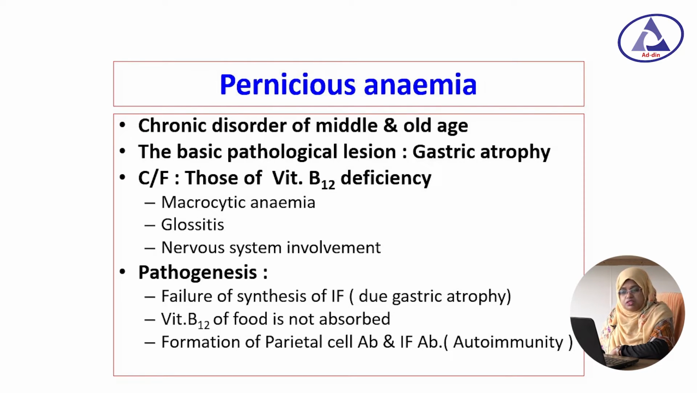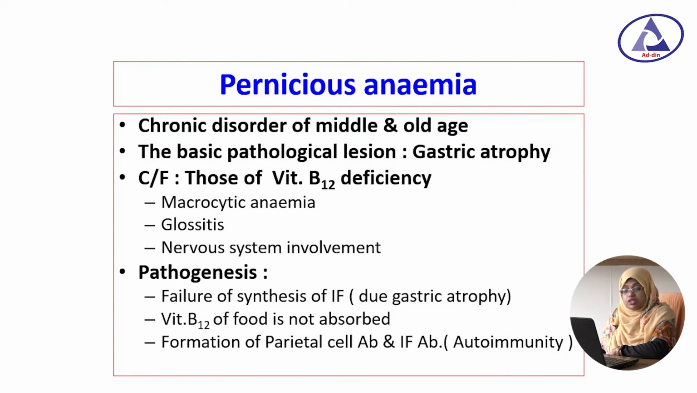So the patient may present with macrocytic anemia, glossitis, and nervous system involvement. What is the pathogenesis of pernicious anemia? It occurs due to failure of synthesis of intrinsic factor, and so failure of vitamin B12 absorption.